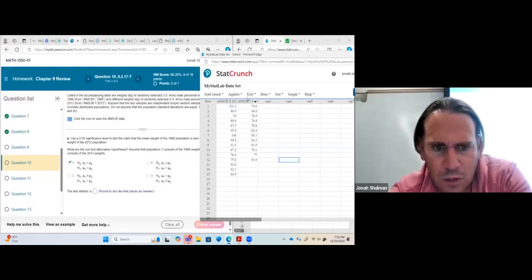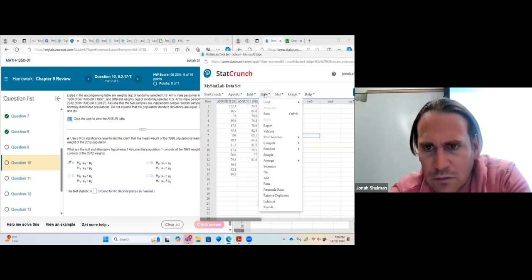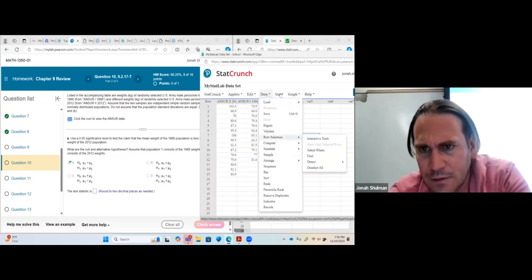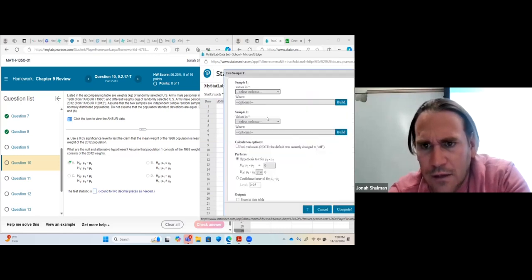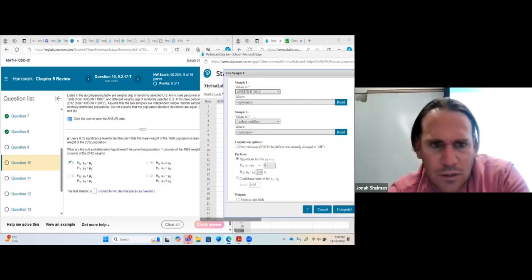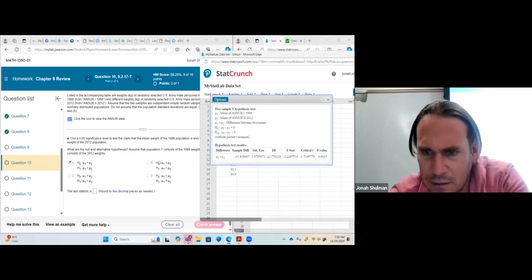The test statistic is what? They're saying that they're independent random samples. So I'm going to go to data, stat, t-stats, two sample with data. The first one is 1988. The second one is 2012, and we just want to make sure that it's less than. Pretty sure that's what we want. Significance at the 0.05 level. All right, so let's see what we get.